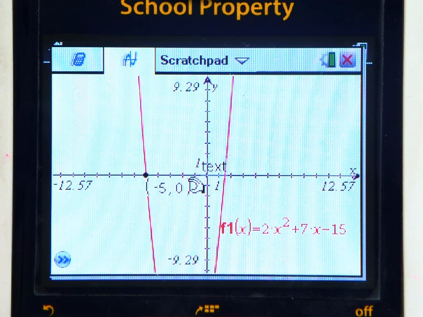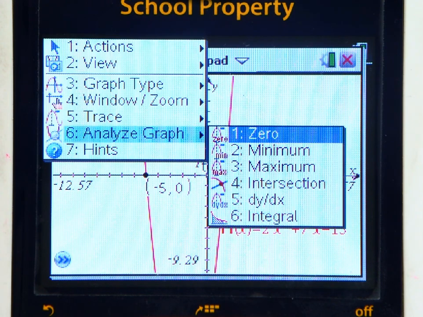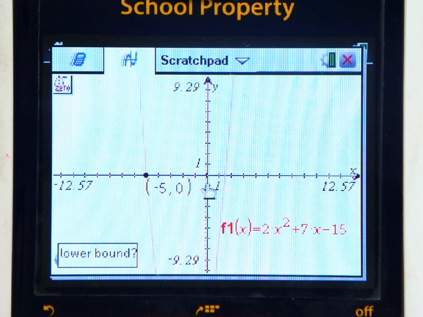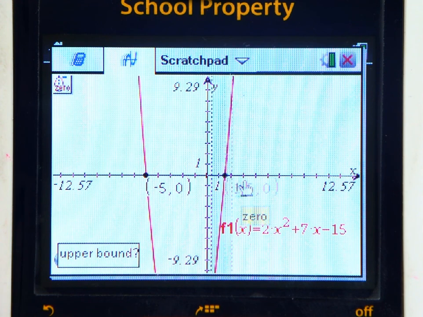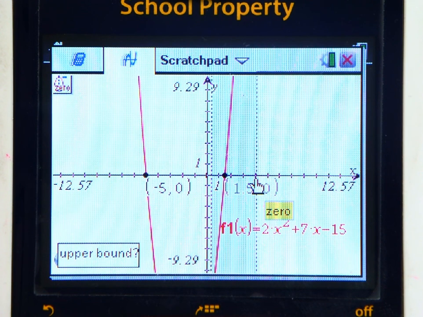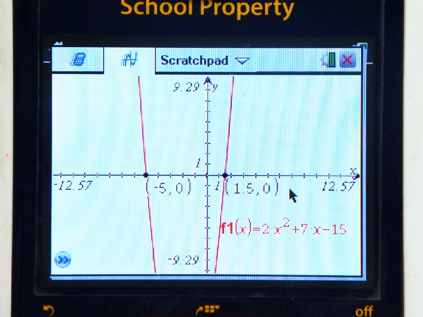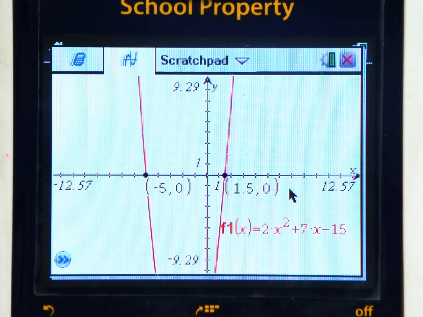Then we need to repeat that. So menu, analyze graph. We want 0 again. And now we're going to get this 0 on the right side. So I need to be on the left side of that right 0. Click, and then slide across. And it will give me that ordered pair. Click out of it. My mouse is in the way, so I move it. And I get 1.5, 0. So my two solutions here, if I were to go ahead and solve that equation, would be x equals -5, and then x equals 1.5, or 3/2 would be my answer. But the calculator will do this for you.